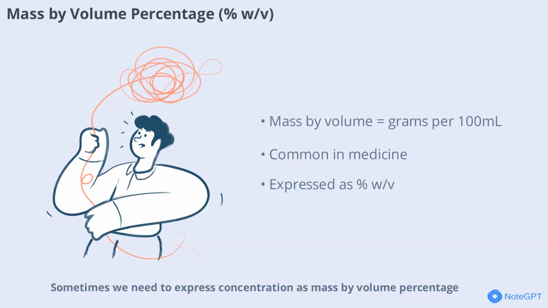Sometimes we need to express concentration as mass by volume percentage, or percent W/V. This method is commonly used in medical and pharmaceutical solutions. It tells us how many grams of solute are present in 100 milliliters of solution. For example, an oral rehydration solution, ORS, might contain 3.5 grams of sodium chloride dissolved in 100 milliliters of water. This makes it easy to prepare and administer solutions with the correct dosage.